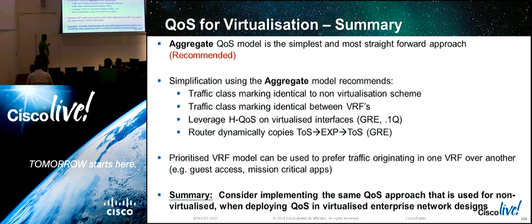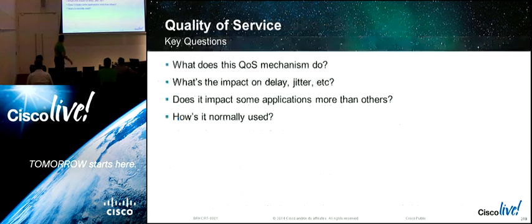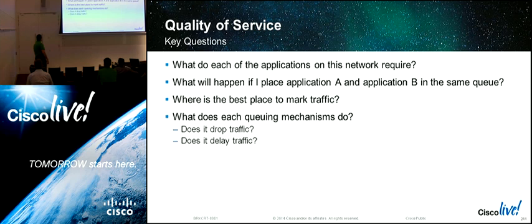Now, we do say here that we recommend the aggregate model. That doesn't mean that the aggregate model is the right answer in the exam all the time. We may come up with a scenario that has specific requirements for you to do something else. But just so you know, in general, that's what we think. Obviously, you have to understand what they do, how they affect jitter, delay, et cetera, how the normal use works, and how the different queuing mechanisms work. So you have to understand how QoS works before you can design it into your strategy.